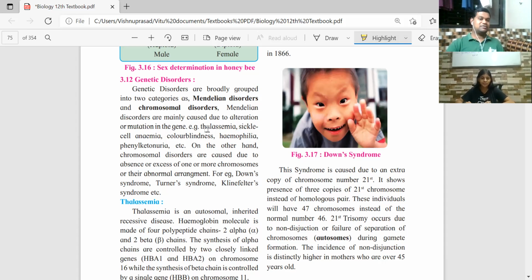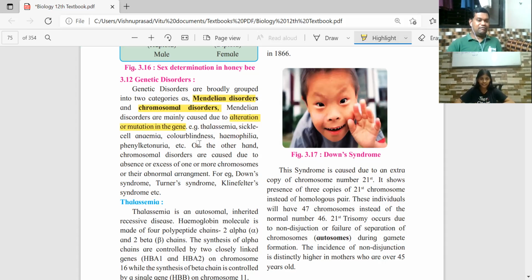So ऐसे genetic disorders को बोलते हैं Mendelian disorders or chromosomal disorders. Two types actually. Mendelian, Gregor Mendel, you know. और दूसरा type है chromosomal disorders. Mendelian disorders का मतलब क्या है? Any particular gene has undergone some change or a mutation. If there is any alteration or mutation in any gene because of which there is a disorder caused, उसको बोलते हैं Mendelian disorder.